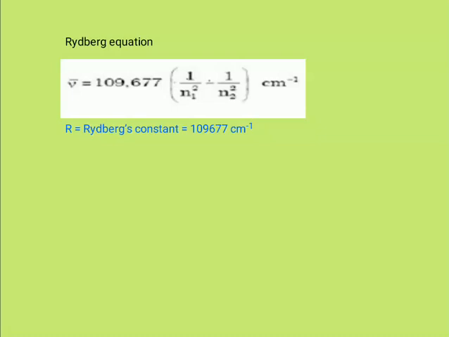n1 is the state to which an electron ultimately jumps. So the lower state will be the n1 state, whereas the excited state will be the n2 state. For a particular series, n1 will be fixed and n2 should be greater than n1. Here RH is called Rydberg's constant, whose value is also fixed, that is 109677 centimeter inverse, or 1.09677 times 10 raised to the power 7 meters inverse.